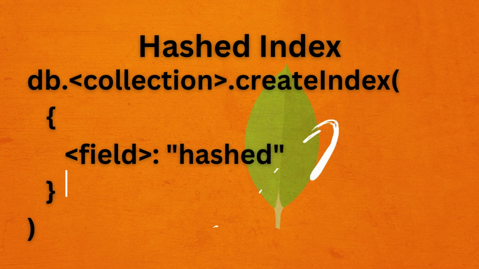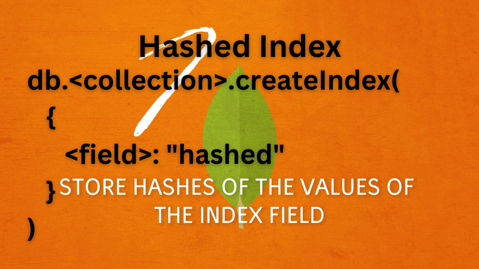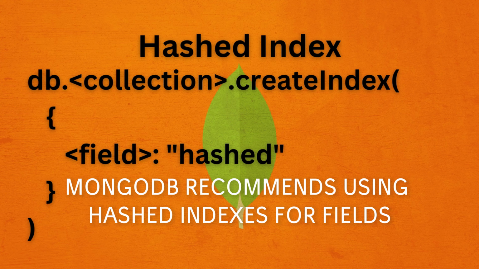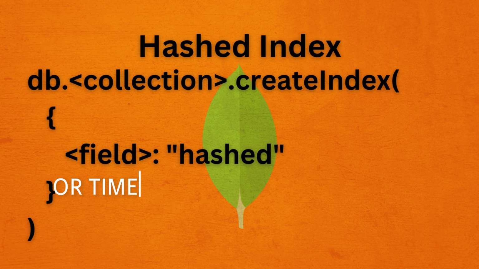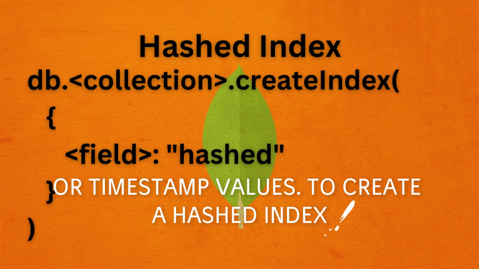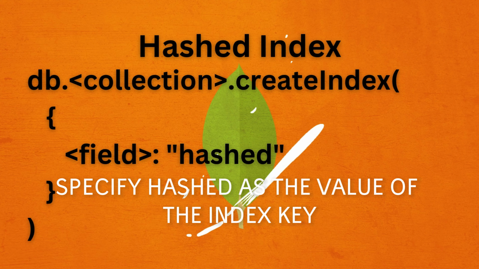MongoDB hashed indexes store hashes of the values of the indexed field. MongoDB recommends using hashed indexes for fields like the object ID values or timestamp values. To create a hashed index, specify hashed as the value of the index key.